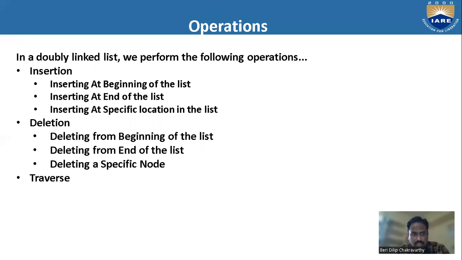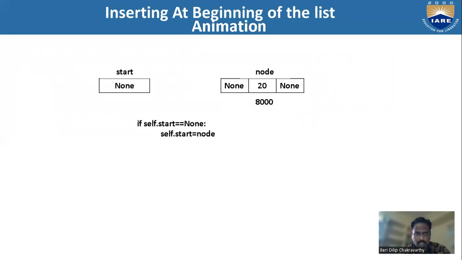Similarly, there are three ways of deleting the node from the list. Maybe I'm going to delete the node from the beginning of the list, or I want to delete the node at the end of the list, or I want to delete a node which is at some specific position. So these are the three ways we are going to implement while deleting a node from the list. And the third one is traverse, where we are visiting each and every node in the linked list. Next, let's see the implementation.